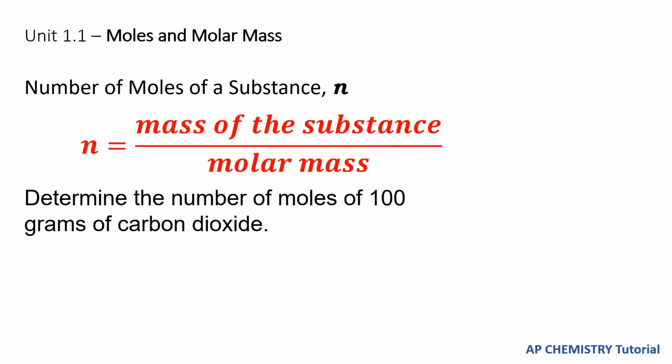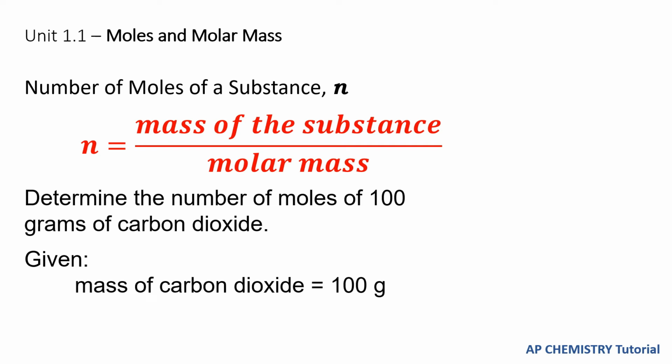For our next example, we will determine the number of moles of 100 grams of carbon dioxide. So our given substance now is a compound, which means we have to get the molecular weight of our compound, carbon dioxide. The given mass of carbon dioxide is 100 grams.